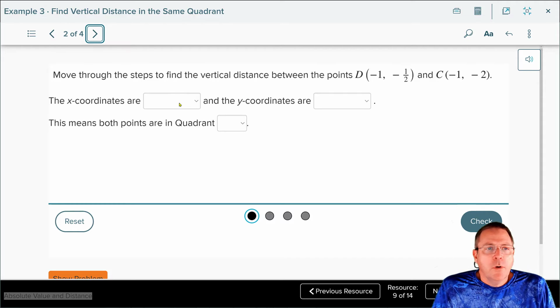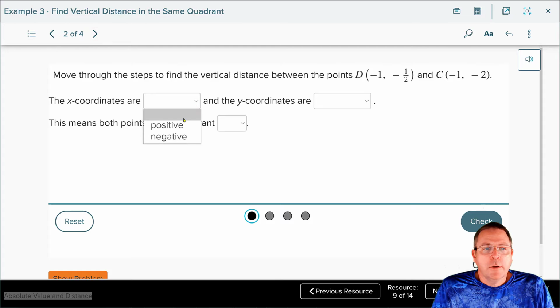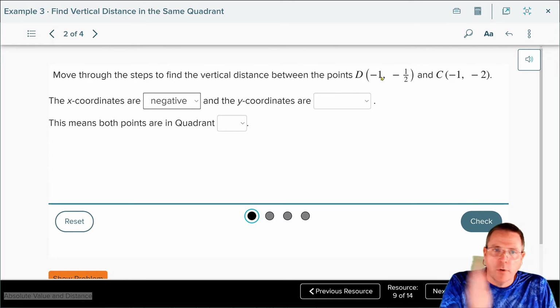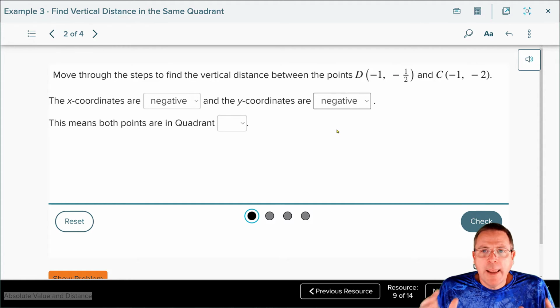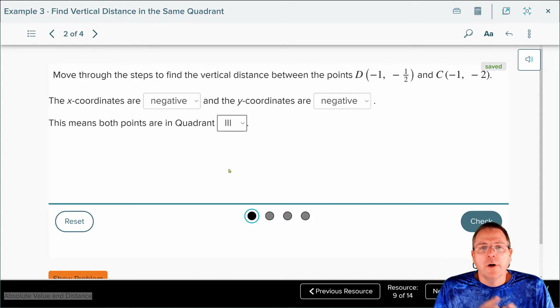Now, if you take a look, the x-coordinates of both values are going to be negative, so they're going to be in the same general direction, the same general half of the coordinate plane for the x-axis. The y-coordinates are also both going to be negative, and because both your x and your y have the same signs, you know they're going to be in the same quadrant. In this case, if they're all negative, they're all going to land in quadrant 3.